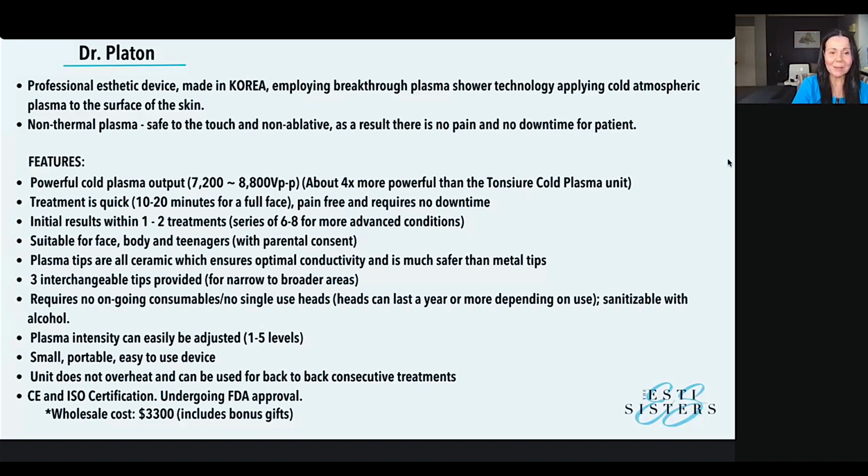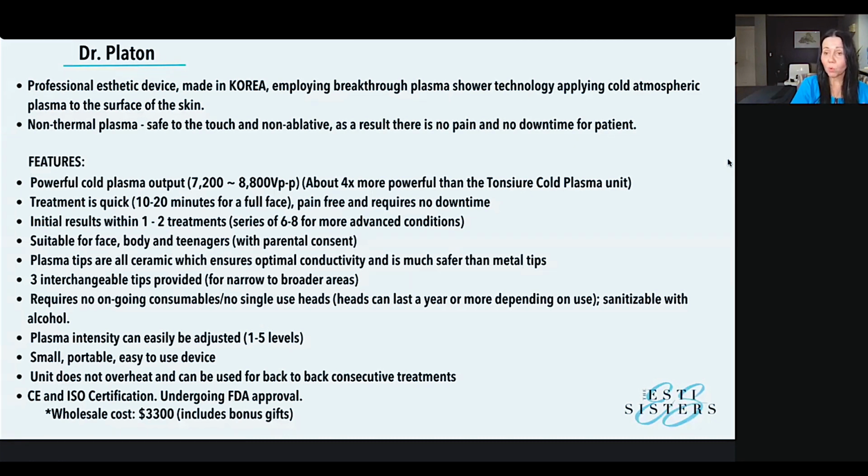Right. So we also have 3 interchangeable tips. We have a very small tip for under the eye, upper lip, around the nose area, also spot treatments on various spots. We have a face one that's used more for the facial area, and then we have a larger one to use on the body area. It requires no ongoing consumables, again. Plasma intensity can be adjusted from levels 1 through 5.